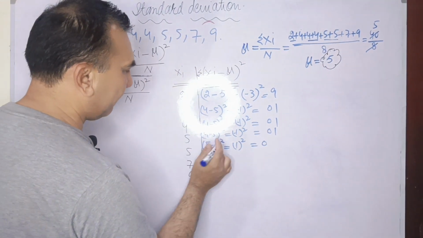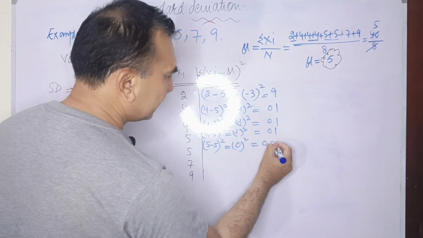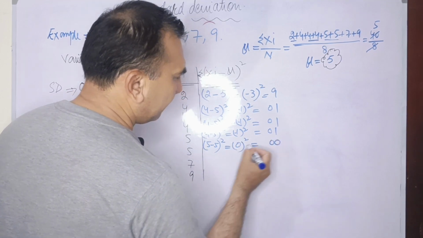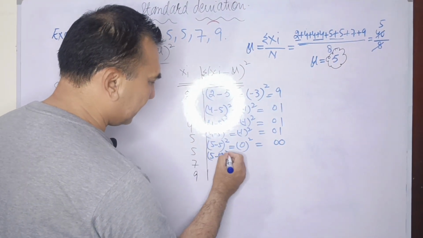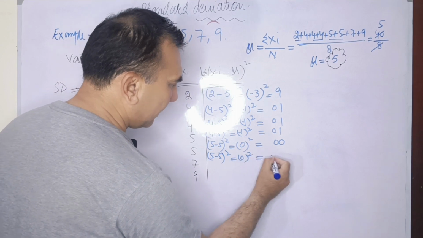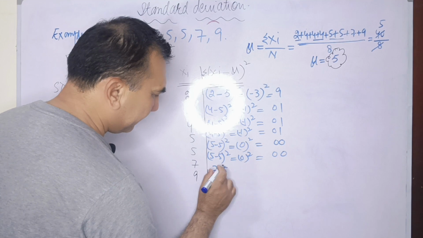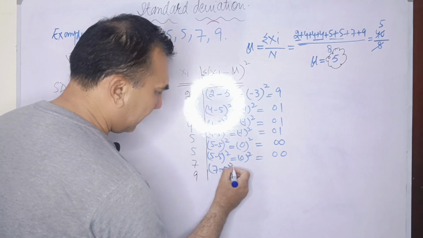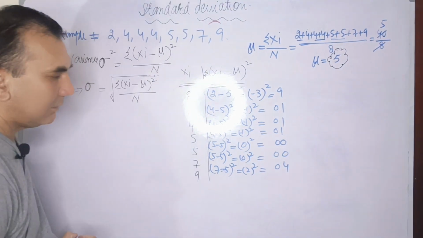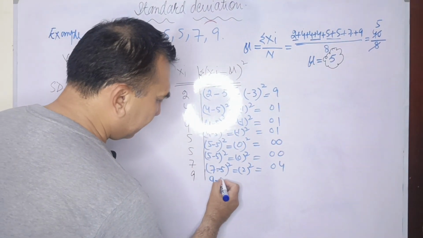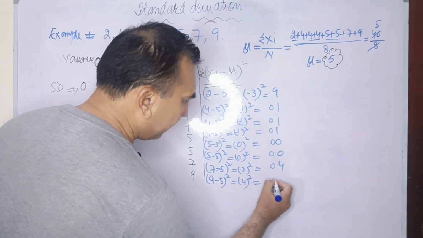5 minus 5 is 0, and the square of 0 is 0. Again 5 minus 5 is 0, and its square is 0. Then 7 minus 5 is 2, and squared it is 4. And 9 minus 5 is 4, and the square of 4 is 16.